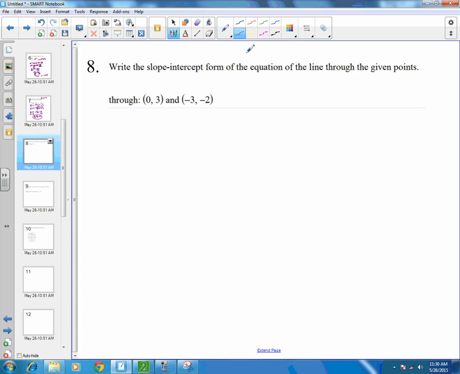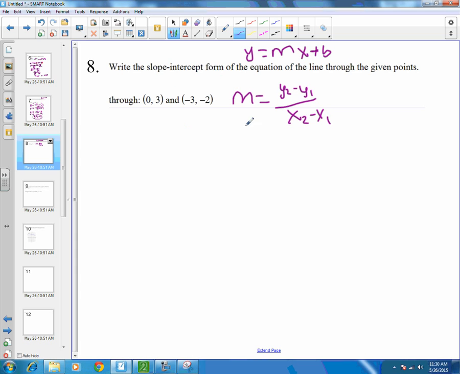So we want to get it into the y equals mx plus b form again. Now the problem here is they give us 2 points, but they don't give us our slope. So what we need to start off by finding is our slope. And if you remember, the slope formula is y2 minus y1 over x2 minus x1.